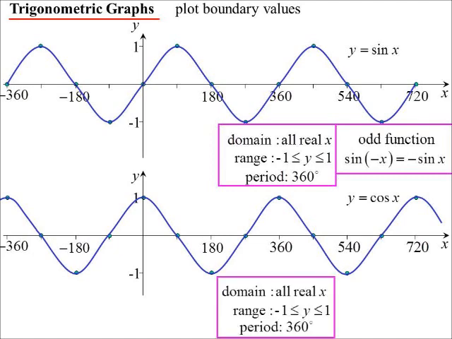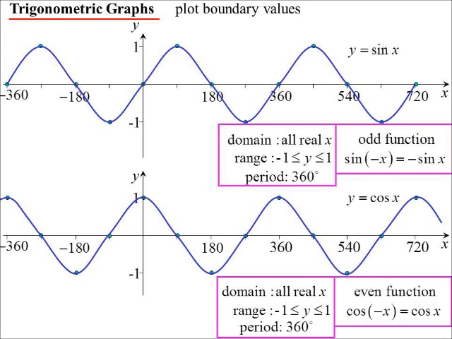What that means is the domain, the range, the period should all stay the same, because it is the same graph, just been shifted a little bit. So domain or real x, range -1 to 1, period is 360, but if we look at this graph, it's not an odd function.